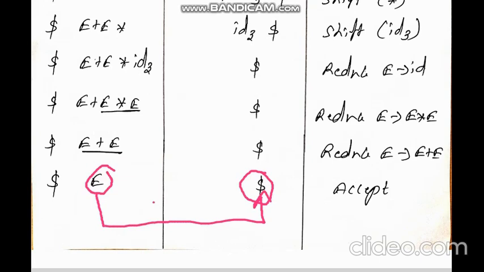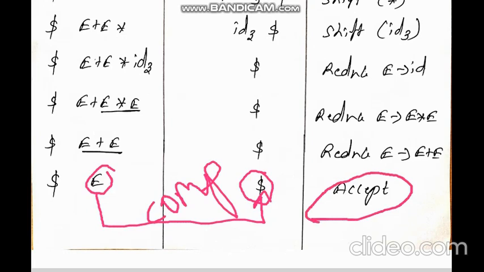Now when this comparison has been made, we compare whether we are getting the starting state in the stack and dollar in the input. Then your input string is accepted by this particular grammar, right? If no match is found, and you are not getting the starting state in the stack, then your algorithm is totally wrong and this input cannot be accepted by the given parsing technique.